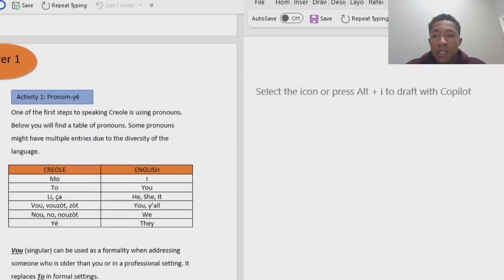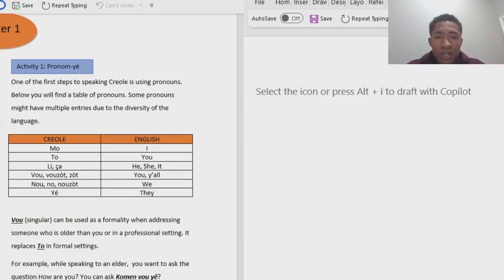And so this takes you through chapters. You have pronouns, you have adjectives, you have verbs, static verbs, non-static verbs, auxiliary verbs, tense markers, etc. And it just gives you the basics of how to speak the language. It gives you activities, etc. This is currently going through with Creole Inc., which is the organization that I'm a part of.